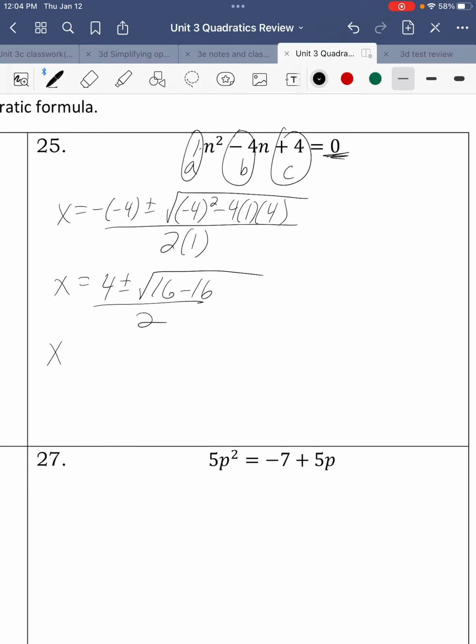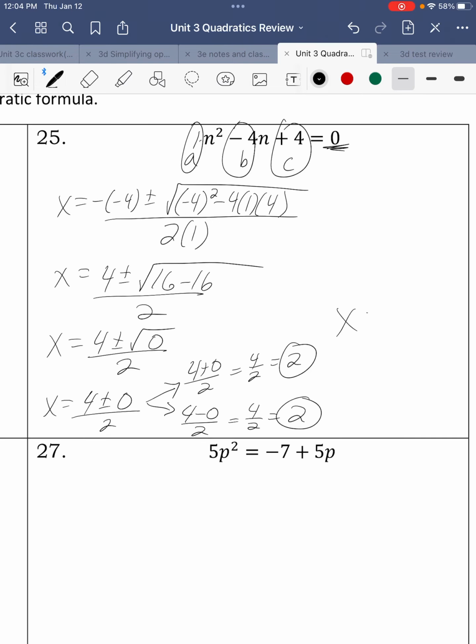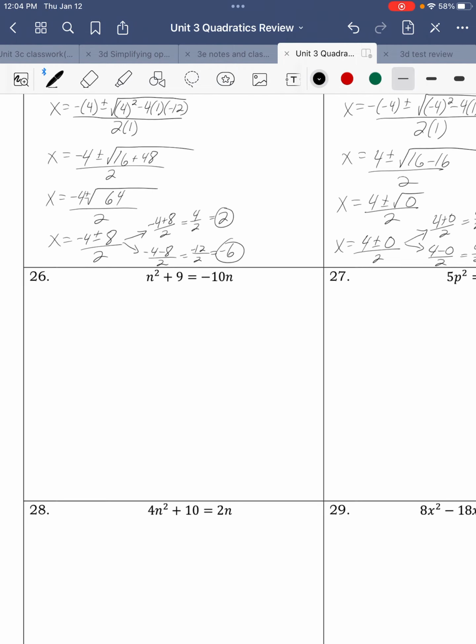Negative 4 squared is 16 minus 16, divided by 2. And we get 4 plus or minus the square root of 0. Haven't encountered that in a while, or ever. Square root of 0 is 0. Now, if you break this into two problems, you have 4 plus 0 divided by 2, which is 2. And then we have 4 minus 0 divided by 2, which ends up being 2. So you really only get one solution here. In this case, it's n, not x, because we have n's in here instead of x's. n is just going to equal 2.